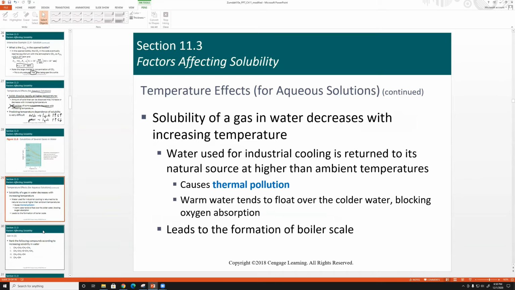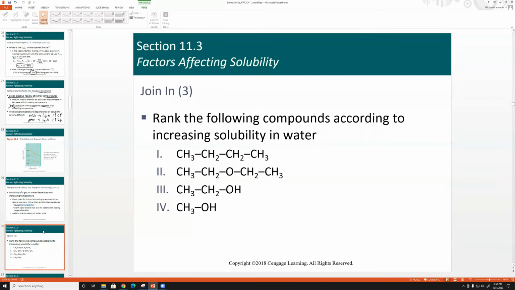All right, so solubility of gas in water decreases with increasing temperature. Okay, we talked about that already. All right, so rank the following compounds according to increasing solubility in water. We should be pretty good at this based on what we know about what's soluble in water. Now, what do you guys think? Any guesses? So going from least soluble to most soluble.